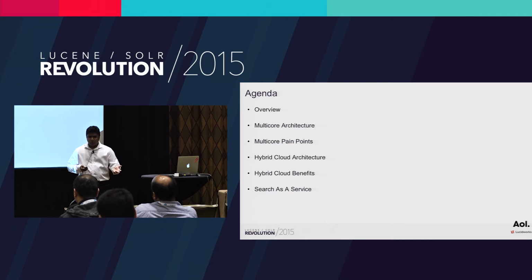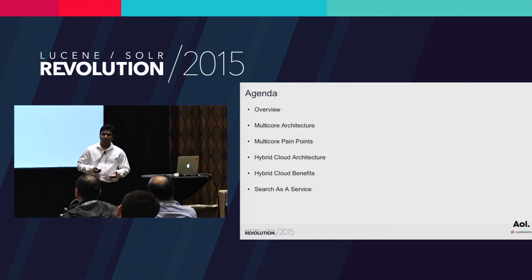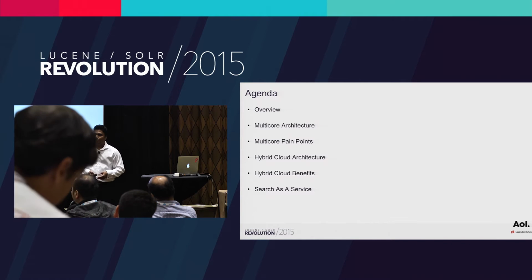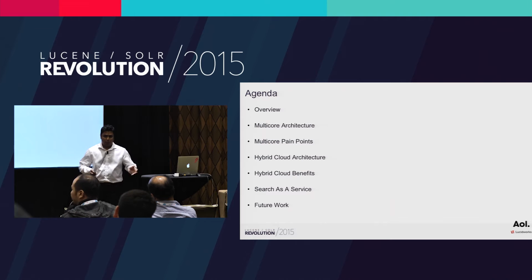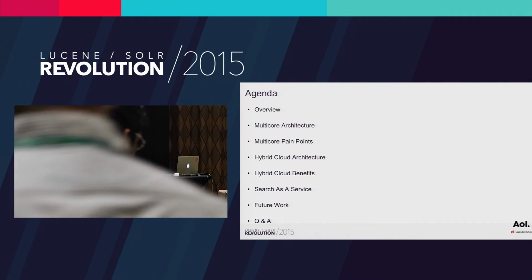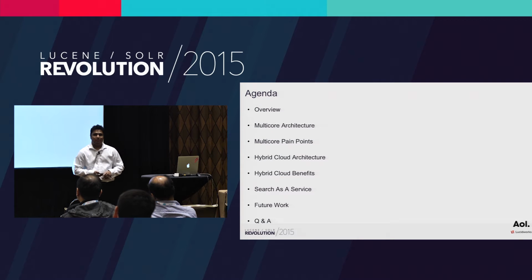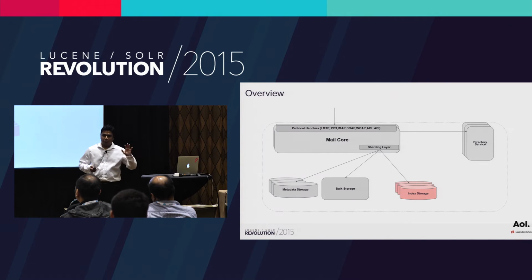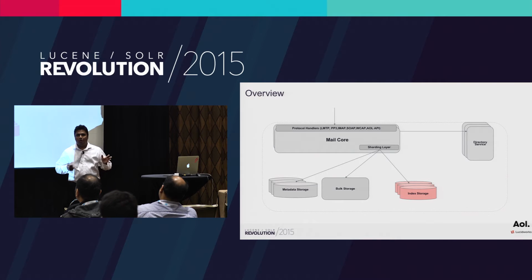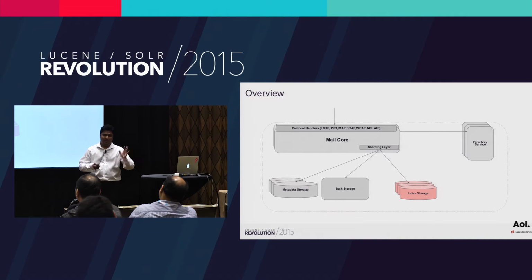And then going forward, the evolution of our old architecture into what it has become today, which is search as a service within the AOL organization as a whole, where others can use it, and then future work that we are planning to do. And then in the end, we'll take some Q&A so that you can get any questions answered that you haven't. So here's a quick 50,000-foot view of AOL Mail.